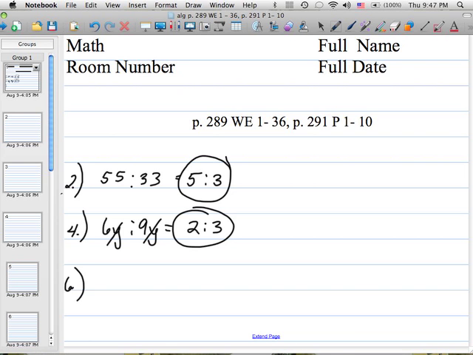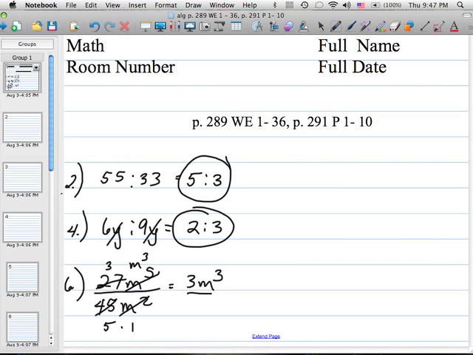Number 6 is in fraction form. Just copy it down as it is, and cancel where we can. 9 goes into 27, 3. And 9 goes into 45, 5. We can take out 2 m's and 2 m's. That leaves us 3 m's. So the ratio is 3m cubed over 5.